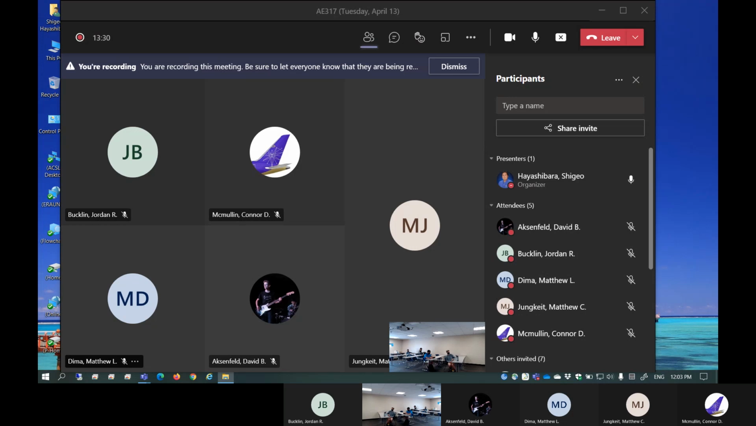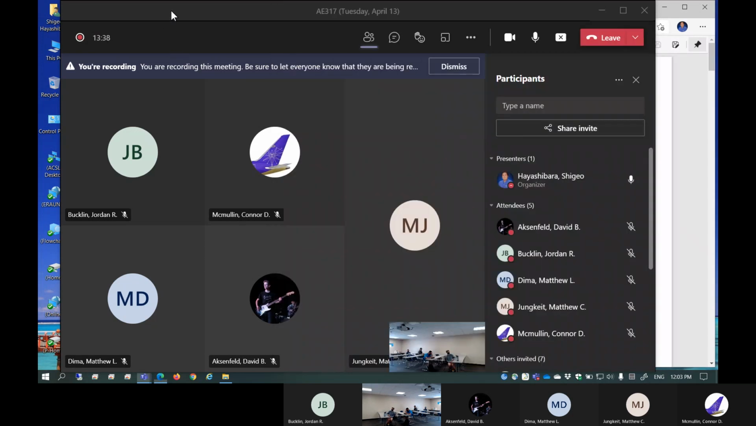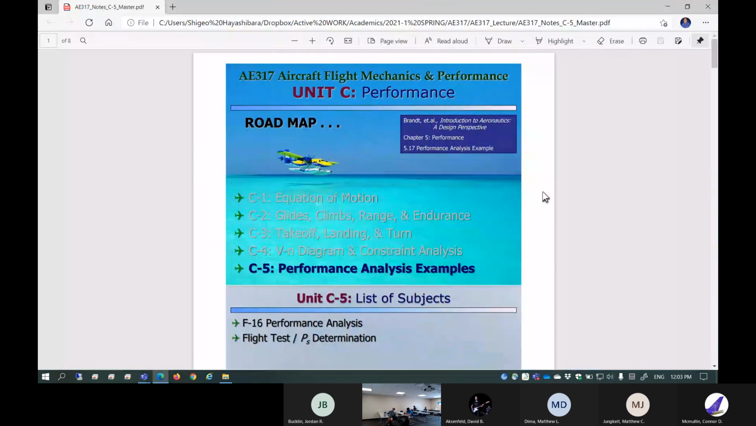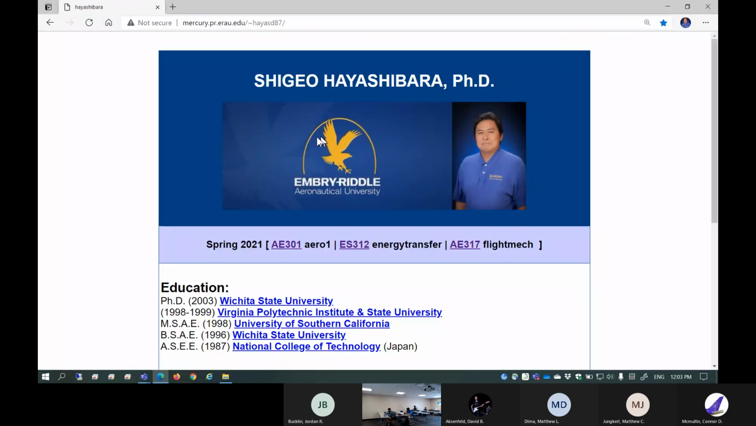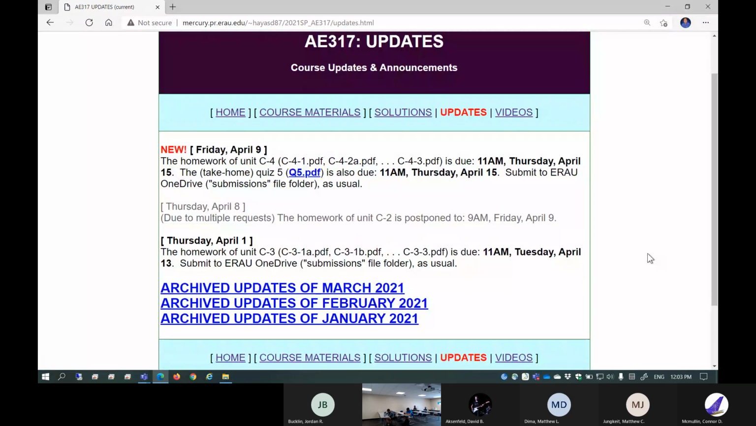Before we begin today, today's what? Unit C5, yeah, that's right. We completed Unit C4 in last class, and today we are going to take a look at C5. This is an example of performance calculation. That literally means that phase 3 of your project is coming near. So let's talk about updates.